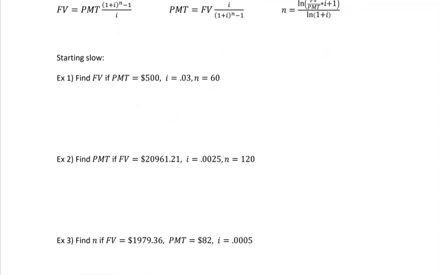So let's look at example 1. Find FV if the payment is 500, I is 0.03, and N is 60.